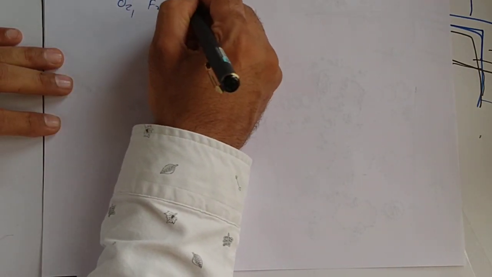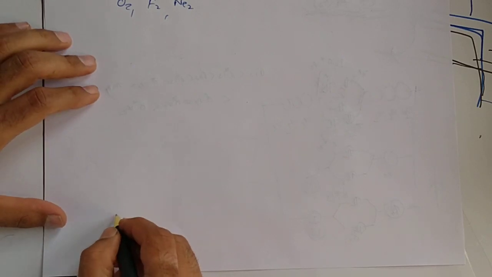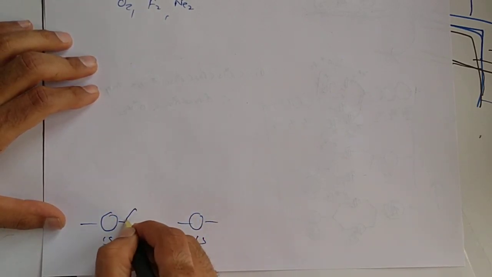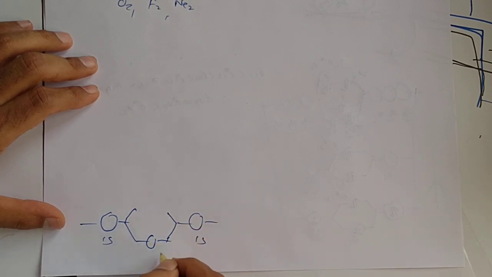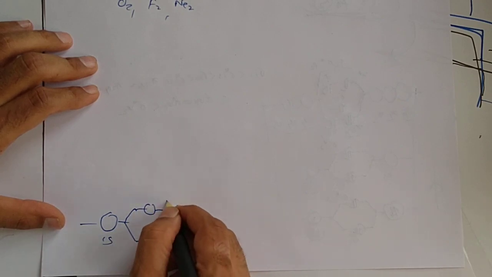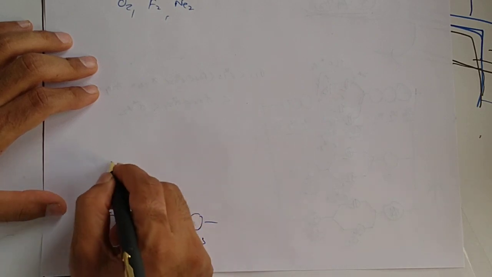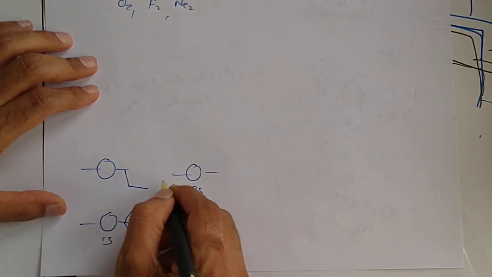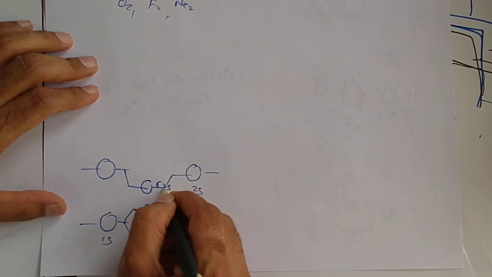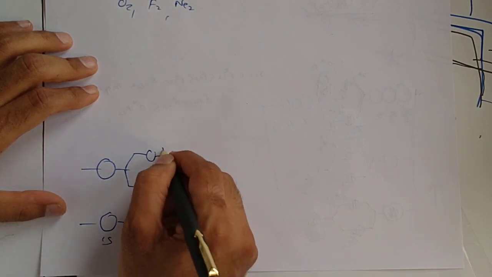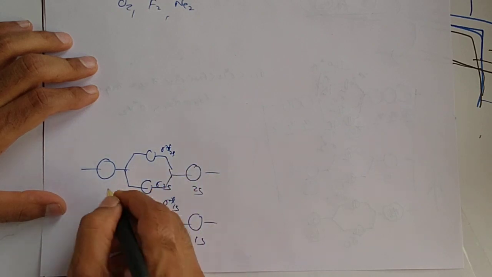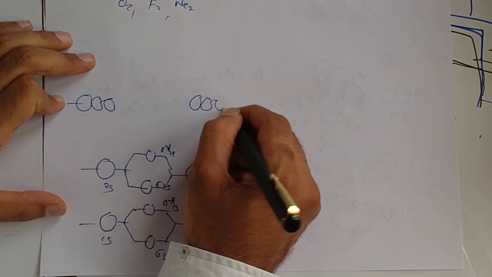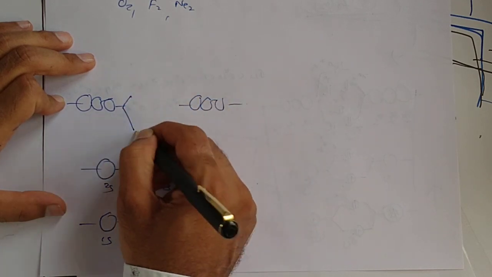O2, F2 and Ne2. It is quite changed. 1s combining, it gives sigma 1s, sigma star 1s. If 2s combining, so sigma 2s and sigma star 2s. But here there is a slight change in the energy level.